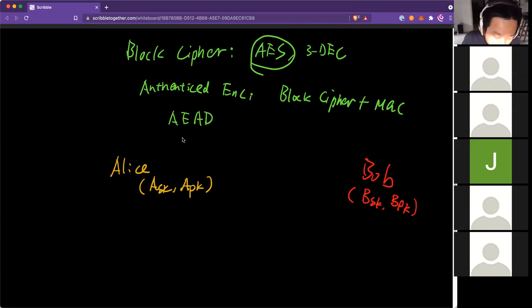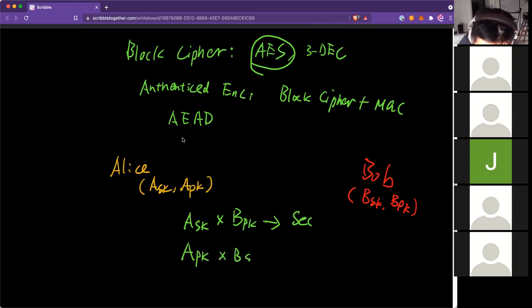We want to construct a scheme such that Alice's SK times Bob's PK gives a shared secret. There are two ways to generate the shared secret: Alice's SK with Bob's PK, and Alice's PK with Bob's SK. PK is public, so Bob knows Alice's PK.